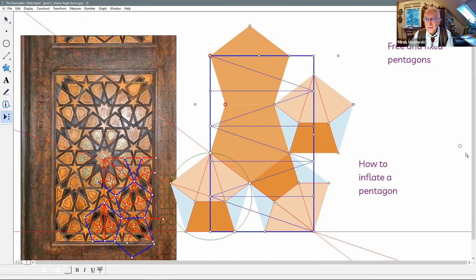So the pentagons on the edge can be inflated in a fixed way, like this one, but the pentagon in the middle can be inflated in any way you want, okay. You can do it like this, or like this, or like this, or like this, and then you can inflate like this.